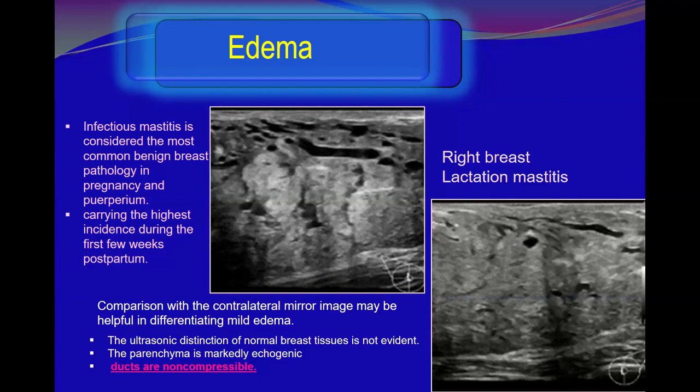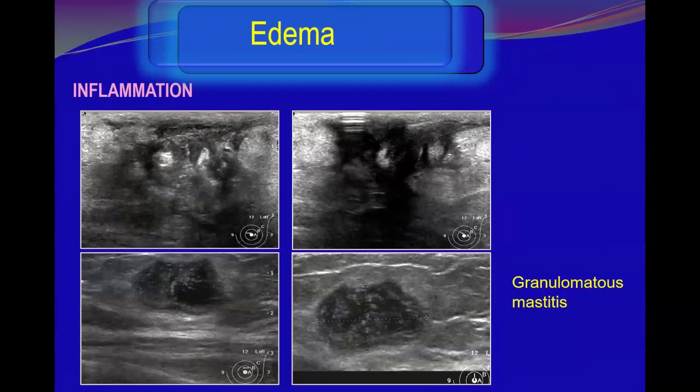Apart from the clinical, the patient presented with diffuse pain and tenderness in the right breast. Here, this is the glandular breast tissue, gray, and here it is brighter and swollen. Look at this, this is the fat, and the glandular tissue also becomes more hyperechoic and swollen. And the ducts are non-compressible because of the edema, not compressible during scanning, while in this one the ducts can be easily compressed. So infectious mastitis is considered the most common pathology during lactation and pregnancy.